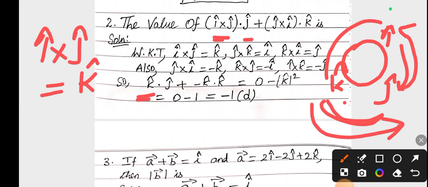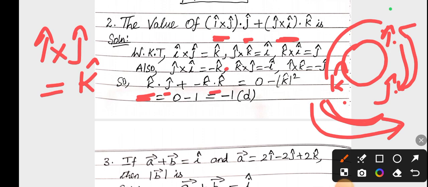Dot j cap. Then plus j cross i. J cross i is nothing but minus k cap. You don't want to go anywhere else.